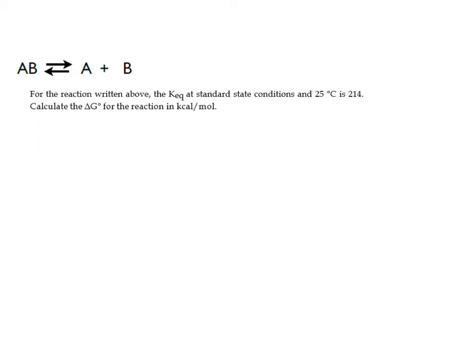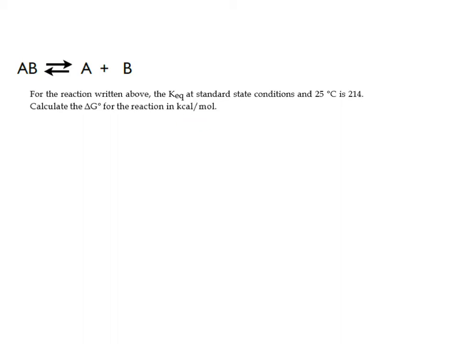We're going to continue our use of basic thermodynamic equations to solve pretty easy intro level practice problems. This question is asking about a reaction of subunit A and subunit B dissociating. So these are falling apart here. AB dissociates into A plus B at equilibrium. For the reaction written above, the KEQ, remember that's the equilibrium concentrations of products over reactants, at standard state conditions is 214. Calculate delta G naught for the reaction in kcals per mole.